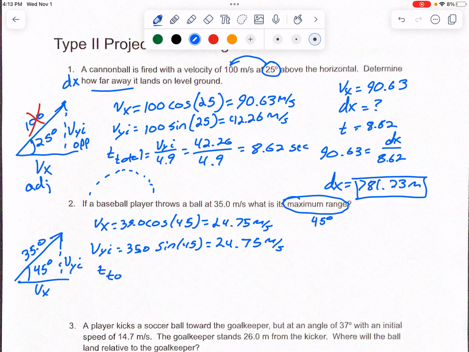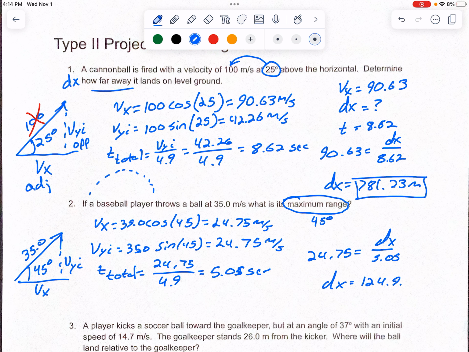And our T total is 24.75 divided by 4.9, and you're going to get a time of 5.05 seconds. So I'm looking for dx. We're going to do our Vx equals dx over t. So 24.75 equals dx over 5.05, and you're going to get a distance of 124.99 meters.